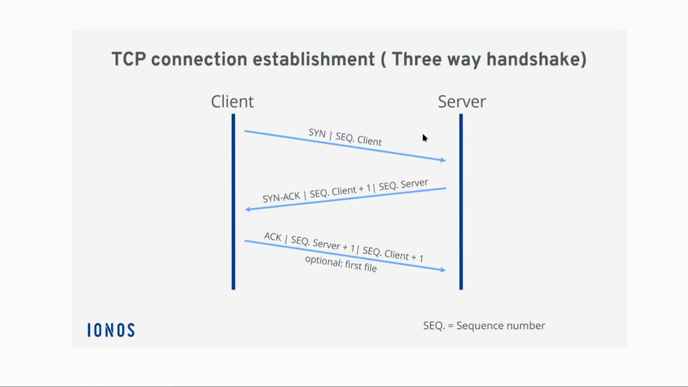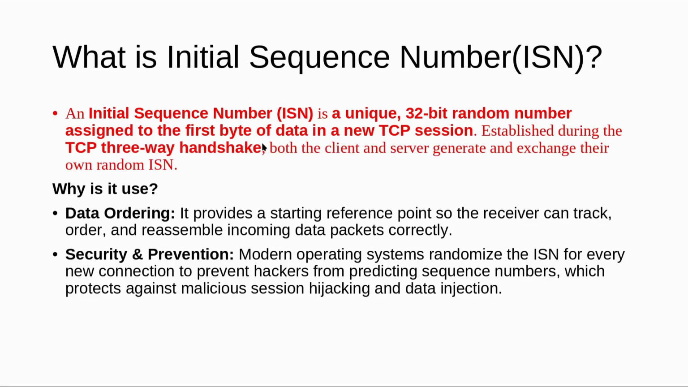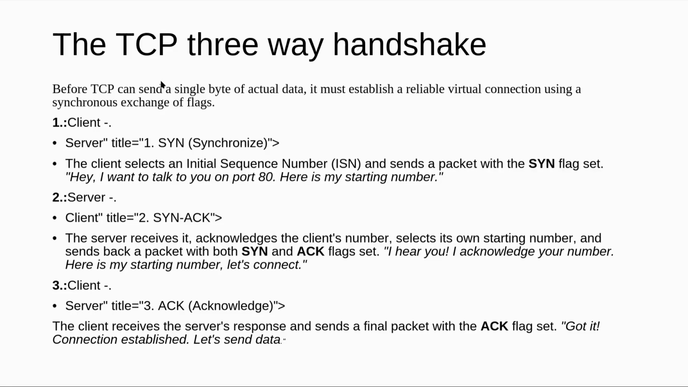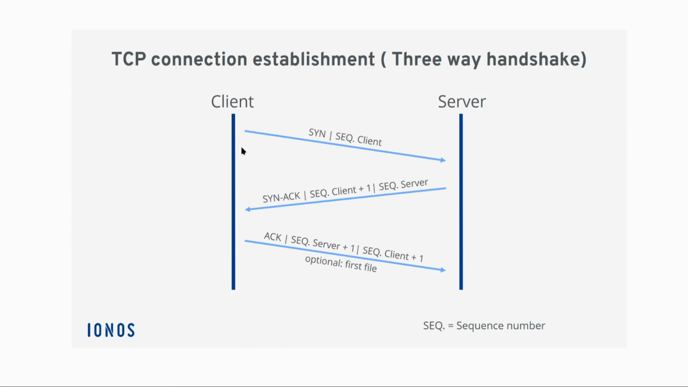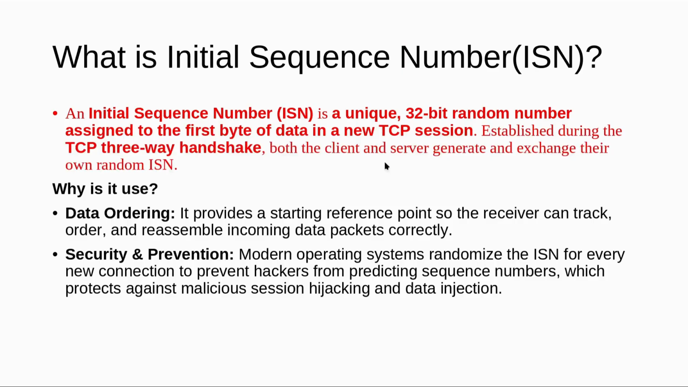So this is the reason. Now, what is an initial sequence number? As we discussed, the initial sequence number was used over here, along with the packets and the synchronization flag. So what is an initial sequence number and why do we need it? An initial sequence number is a unique 32-bit random number assigned to the first byte of data in a new TCP session, established during the TCP three-way handshake. Both the client and server generate and exchange their own random initial sequence numbers.